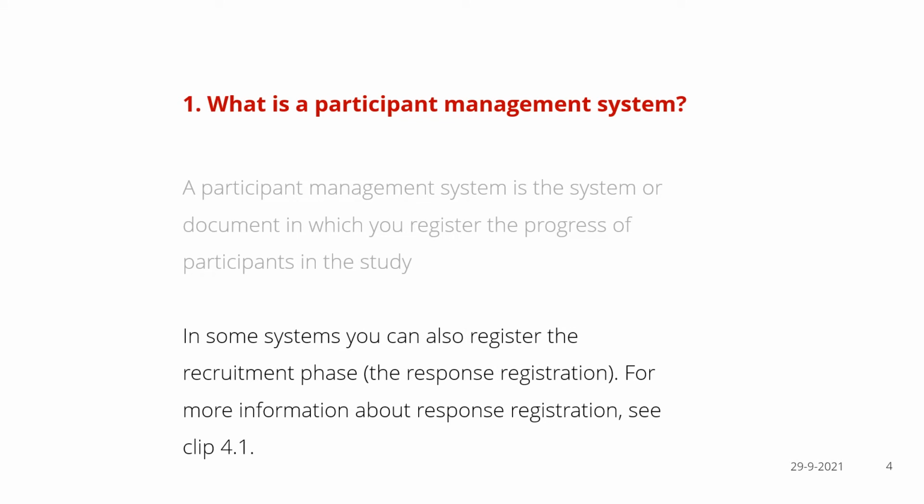The participant management system is primarily used to keep track of the progress since individuals have become participants, that is, after they've signed the informed consent form. In some systems, you can also register the information from the recruitment phase, which is called response registration. For more information about the response registration, please see clip 4.1 concerning the response registration.